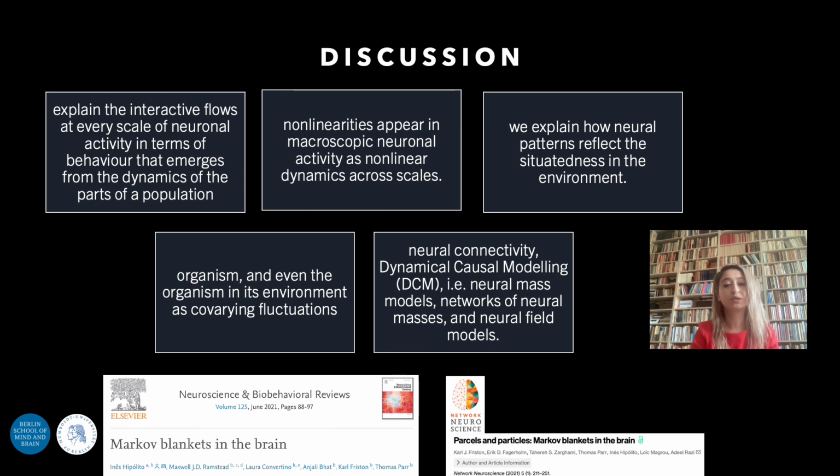The formalism presented here can be further applied to the whole organism and even the organism in its environment as covariant fluctuations arising from both internal and external sources. And this work is also consistent with network neuroscience and neural connectivity, as well as dynamical causal modeling, such as models of neural mass models, networks of neural masses, and neural field models.